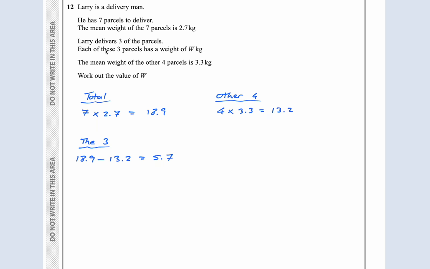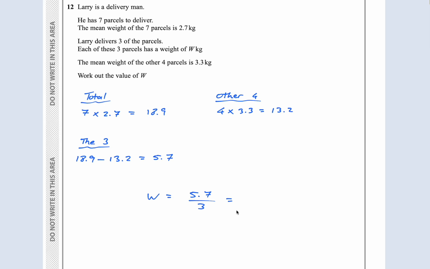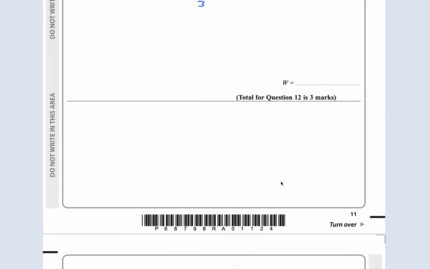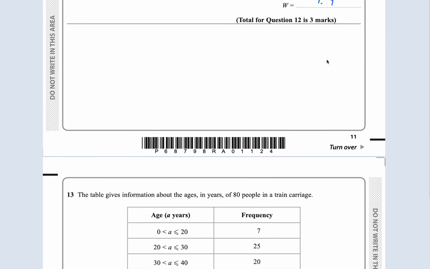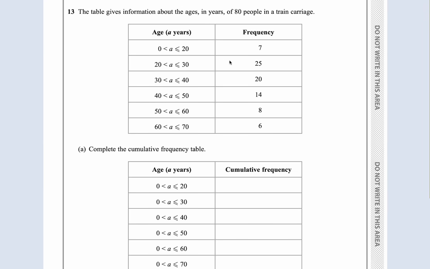And then the mean, we want to find out. Each of these 3 parcels has a weight of W. Okay, so W is essentially the mean of these 3. So W is just equal to the total of the 3, which is 5.7, divided by 3 to get the mean. 5.7 divided by 3 is 1.9. So that is just 1.9, and that's correct. Okay, let me know if that doesn't make sense, guys. 1.9.